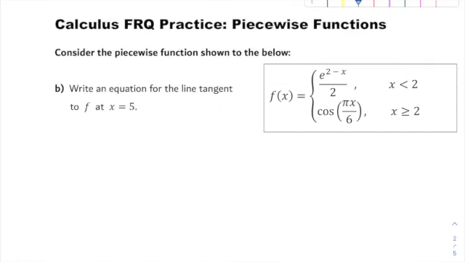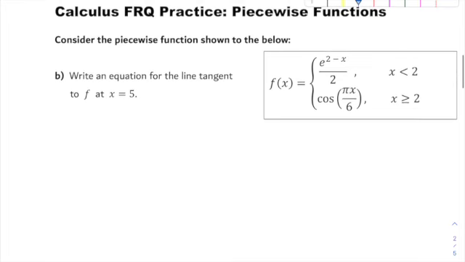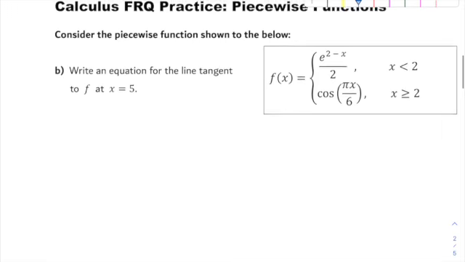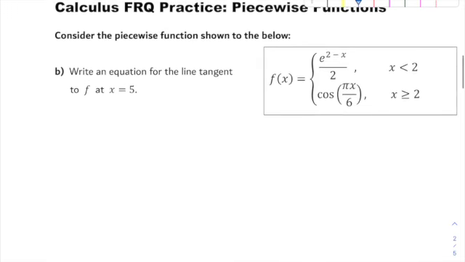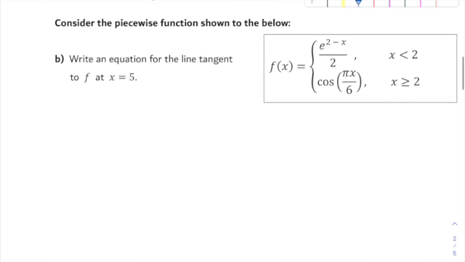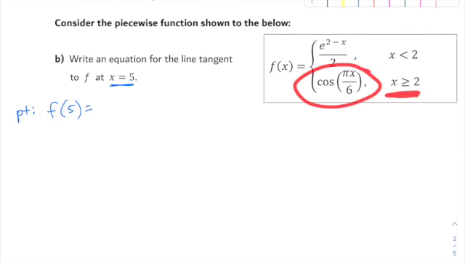Okay, move on to the second part here. Same piecewise function, write an equation for the line tangent to f at x equals 5. So again, this is just sort of a classic calculus question. Write the equation of a tangent line. So we need two things. We need the point of tangency, and they only gave us the x value. So the point just comes from plugging 5 into the function. And 5 is greater than 2, so you're going to be using that second piece.